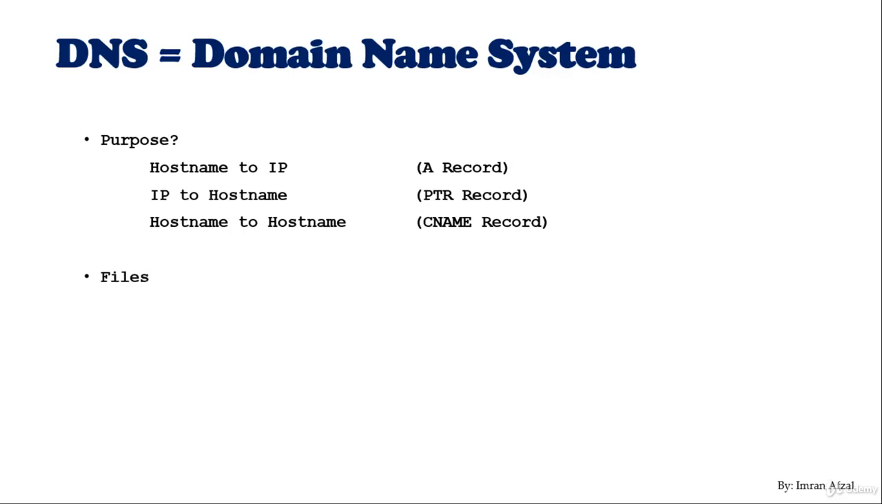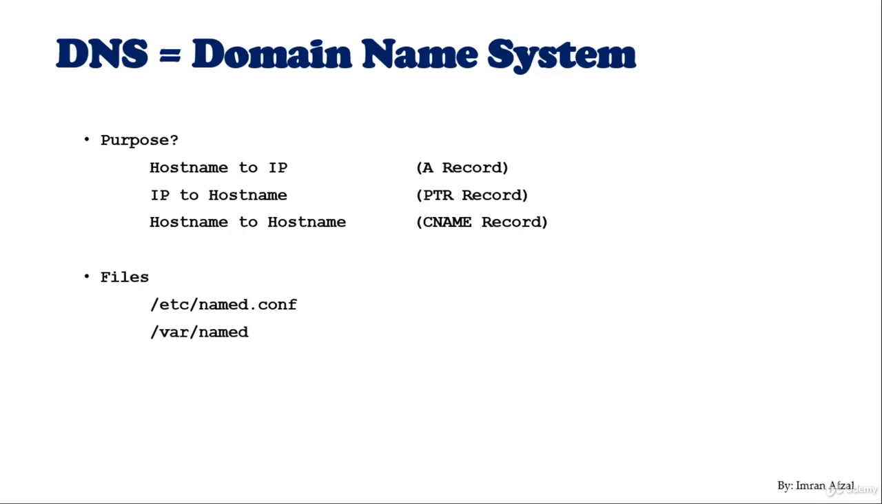Then there are files that are involved in the configuration of DNS, and the primary configuration file is in /etc. As you already know, everyone should know by now, that /etc is the configuration directory where the configuration of every service is located. And the file name for DNS is called named.conf. It is named.conf because named is the name of the process of the DNS. And the package that you install for DNS is called bind.